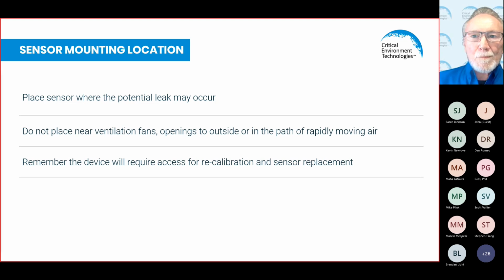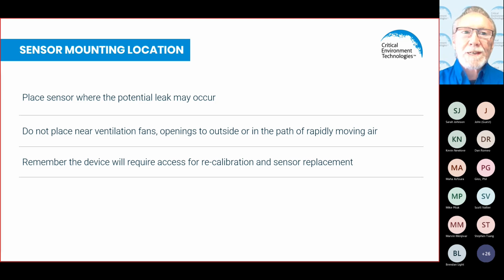And remember to keep those sensors away from fresh air sources or rapidly moving air, such as ventilation fans creating a quickly moving airstream, or openings to the outside air intakes. It's going to show clean air coming in when in reality, towards the interior of that envelope that sensor is monitoring, the concentration of that target gas may still be quite high.